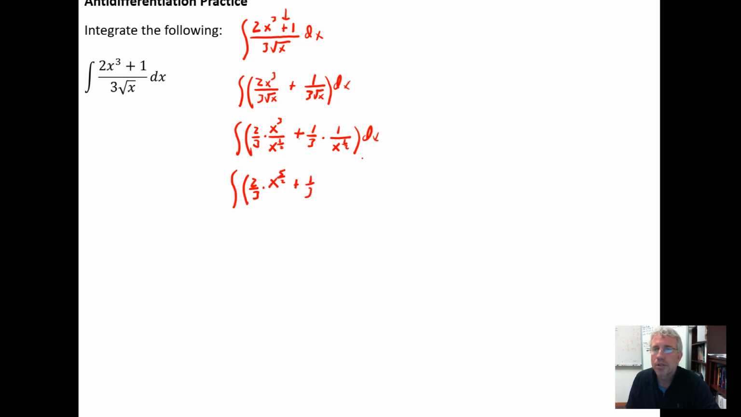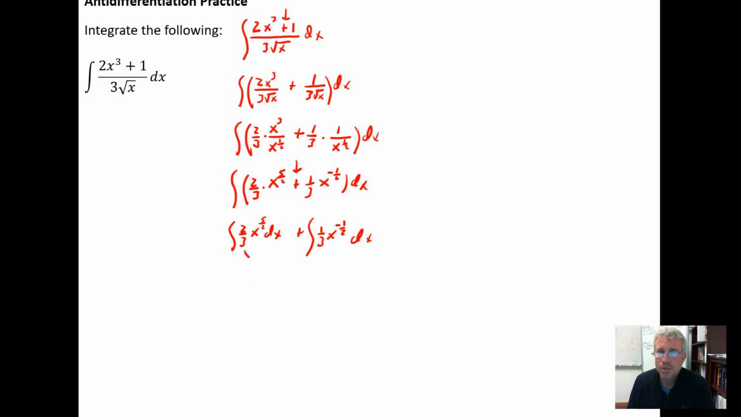Plus we have 1/3, and then here what we want to do is get the base into the numerator position. So we'll do that by rewriting the exponent as a negative 1/2 instead of a positive 1/2. Once I do that, what I want to recognize is that I have the integral of a sum of two functions, which means I can break it into the individual integrals. So I get the integral of 2/3 x to the 5/2 dx plus the integral of 1/3 x to the negative 1/2 dx.